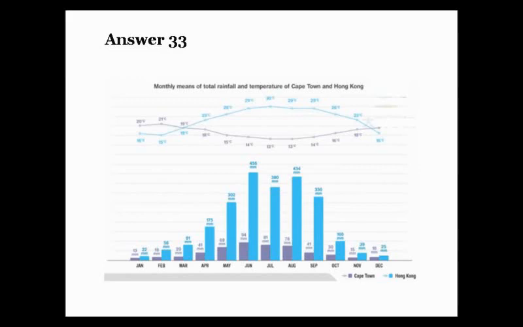Last but not the least, for Hong Kong, the largest number can be found in June, which is about 456. In conclusion, I think it is beneficial because it gives us really good information about the total rainfall and temperature of Cape Town and Hong Kong.